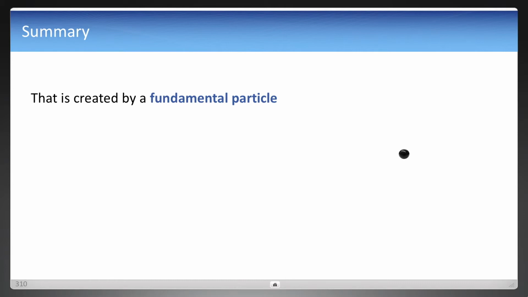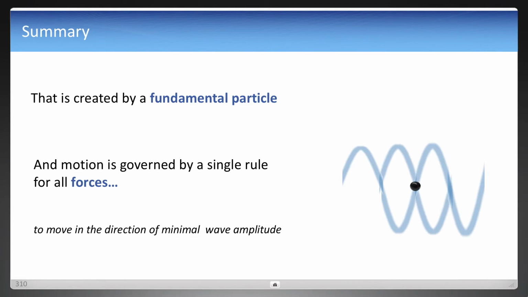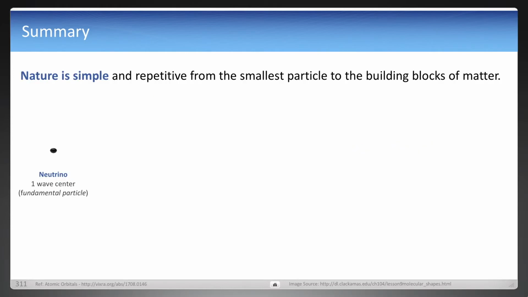And not only can all the particles be created from a fundamental particle, but the rule for the creation of particles and for all forces is the single rule, to move in the direction of minimal wave amplitude. And although it's different for a traveling wave and a standing wave, you see here the standing wave, and the creation of particles is because the standing wave, the point of minimal wave amplitude, is the node. And so the logic here is that nature is very simple.